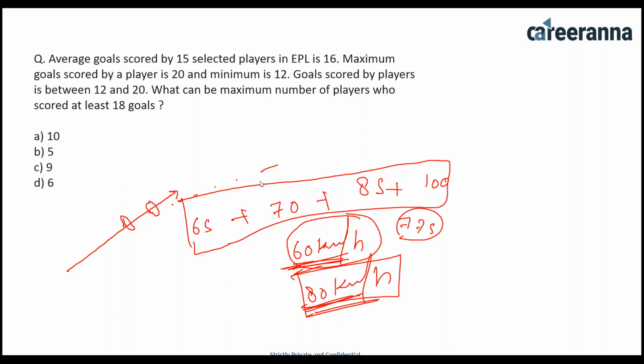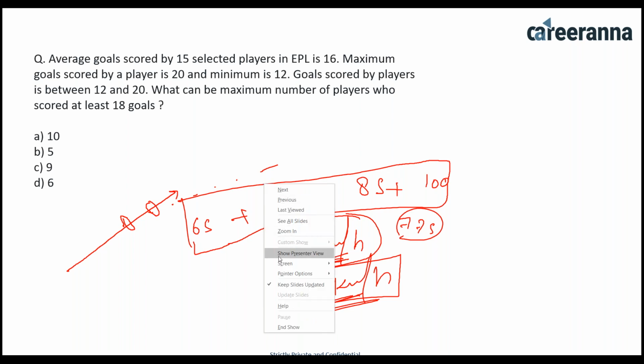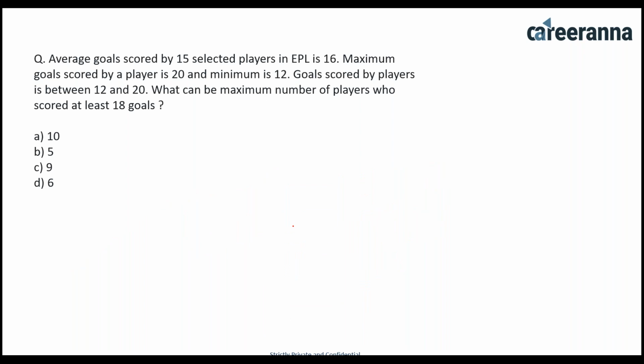Try to solve the question, which is this. Average goals scored by 15 people in EPL is 16. Maximum goals scored by a player is 20 and minimum is 12. Goals scored by players is between 12 and 20. What can be the maximum number of players who scored at least 18 goals? Very easy question, guys. You just have to understand what is written.